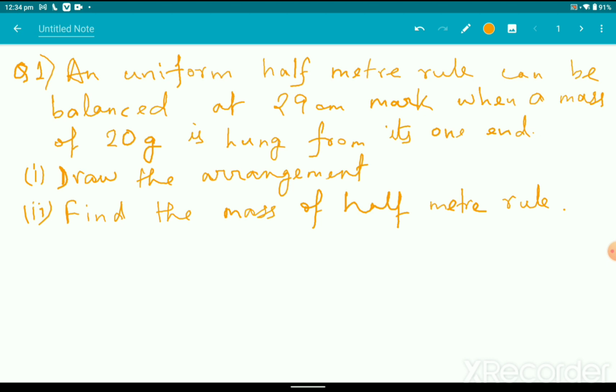It has been said that a uniform half meter rule can be balanced at the 29 centimeter mark when a mass of 20 gram is hung from its one end. So first of all, you have to draw the arrangement. The first part of the question asks for the drawing of the arrangement, and the second part says that we have to find the mass of the half meter rule. Okay, so let us first draw the arrangement.